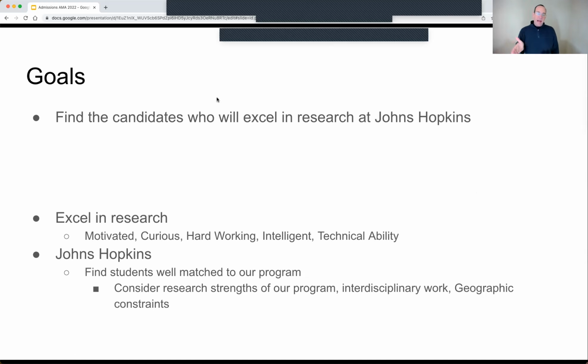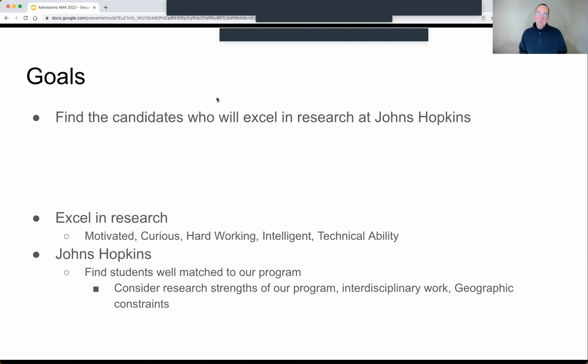So our goal is to find the candidates who excel in research at Johns Hopkins. So that has two parts: excel in research. So what does it mean to excel in research? We're looking for candidates who are motivated, who are curious, who are hardworking, who are intelligent, and who have technical ability. These are some of the premier things we're looking for. There's lots of other characteristics that applicants have, but I think these are characteristics that people who are really good at research have. And again, this is a PhD. Your job is not to get A's in courses. Your job is to do research. And so these are the sorts of things that we think are characteristic of those who do well in research.